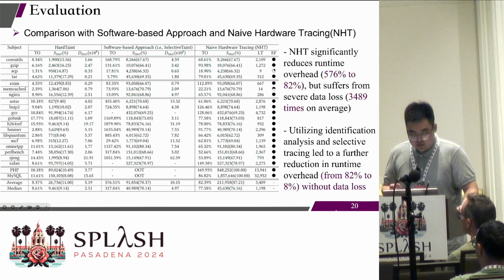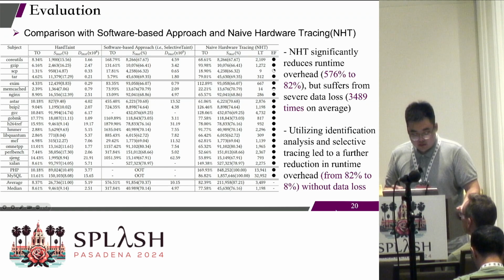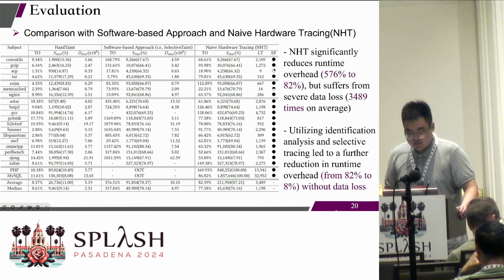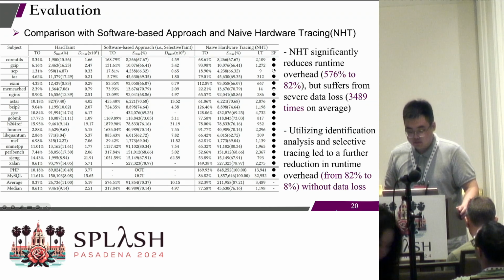To understand the impact of runtime selective tracing and real-time parallel analysis, we compare HardTaint with software-based tracing and naive hardware tracing. It shows that hardware tracing significantly reduced the runtime overhead from 500% to 82%, but suffers from severe data loss. Further, utilizing identification analysis and selective tracing leads to a further runtime overhead reduction to only 8% without losing any data.